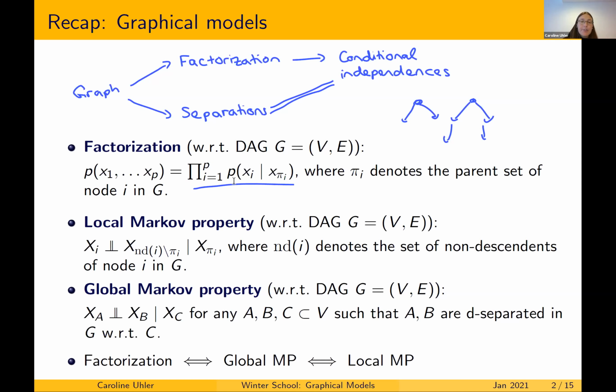And this implies certain conditional independence relations. We saw in particular that it implies conditional independence relations where a node is independent of all of its non-descendants given its parents. So a node here would be independent of this node here, which is a non-descendant, given its parents, so given this node here, for example. That's one example.